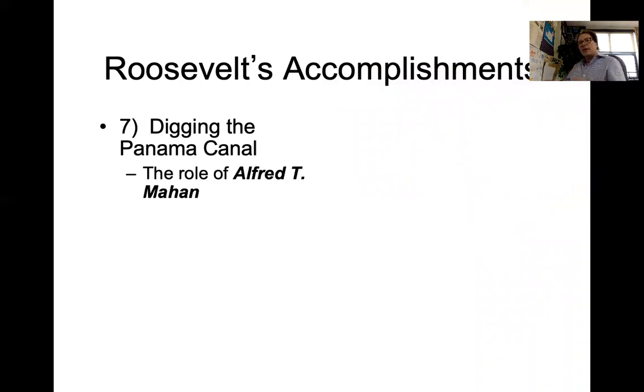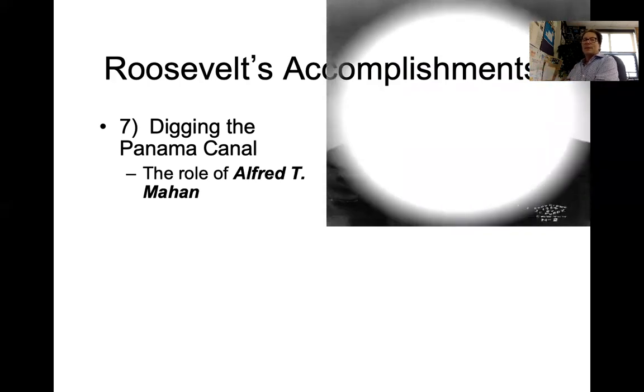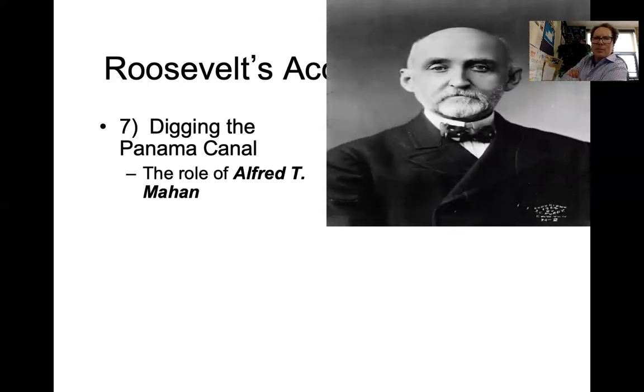So Theodore Roosevelt, in order to understand the digging of the Panama Canal, we got to go back to something I mentioned when I gave some interesting facts. And it has to go back to Alfred T. Mahan. Alfred Thayer Mahan wrote a very important work called The Influence of Sea Power Upon History back in 1890. Roosevelt read that amongst all the other books he read. Mahan was the one who said, the key to becoming a superpower is not your army, it's your navy. And Roosevelt read that book and took it to heart.